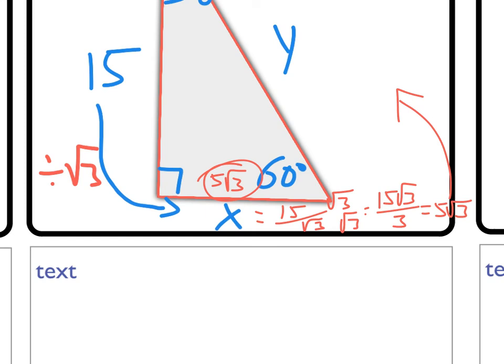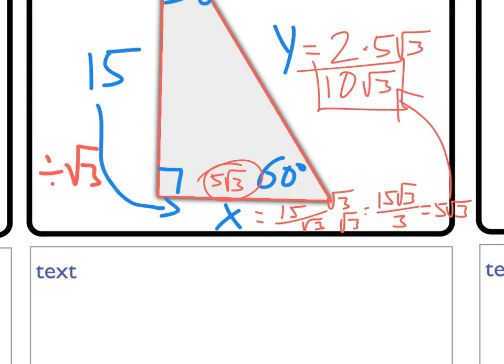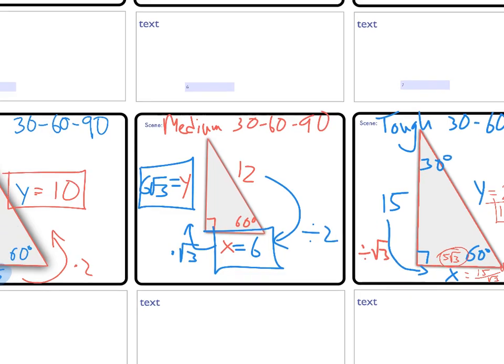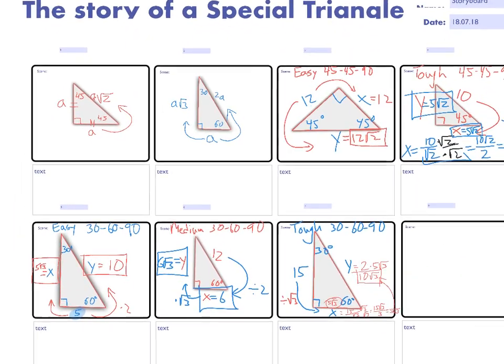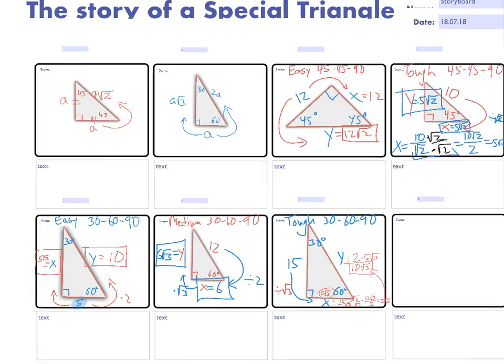Then, to get the hypotenuse, this is not too tough. We've got to double it. You have 5 square root of 3. We're going to double that. That's 10 square root of 3. And there you have it. That's the story of the easy, medium, and tough 30, 60, 90s. And then for the 45, 45, 90s, we only really have 2.